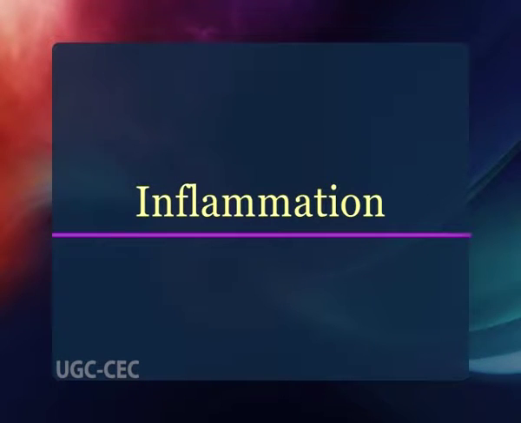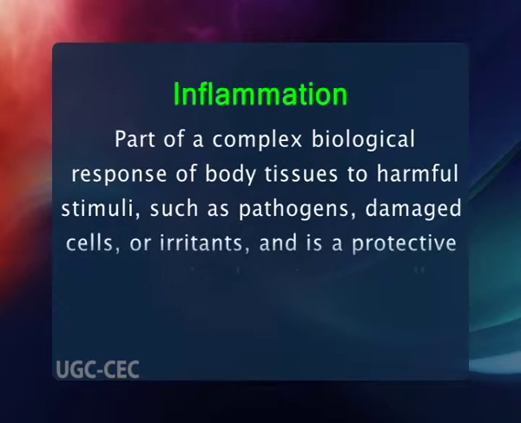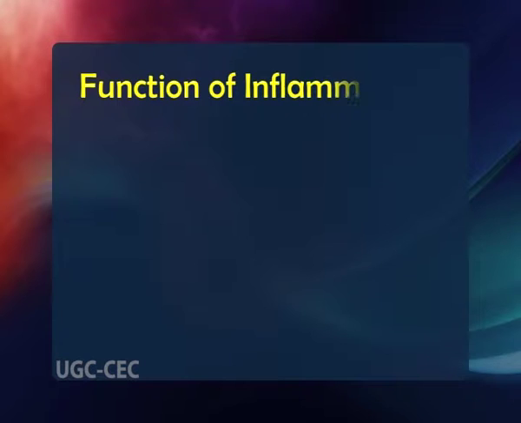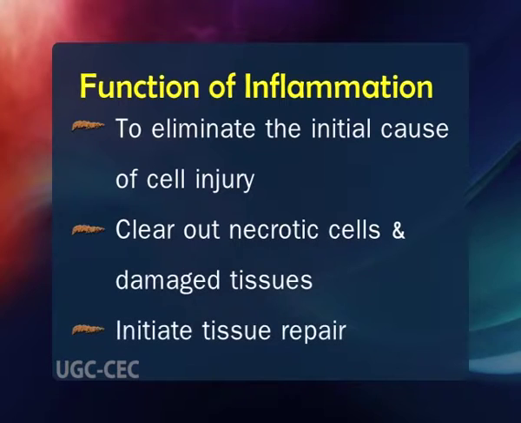Now, let's first see what inflammation is. Inflammation is a part of complex biological response of body tissues to harmful stimuli such as pathogens, damaged cells or irritants, and is a protective response involving immune cells, blood vessels and molecular mediators. The function of inflammation is to eliminate the initial cause of cell injury, clear out necrotic cells and damaged tissues to initiate tissue repair. Inflammation can be classified as either acute or chronic.